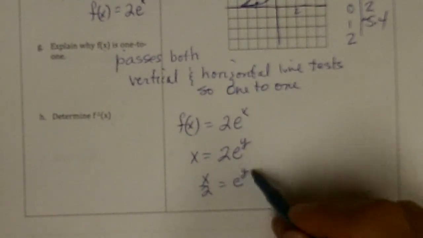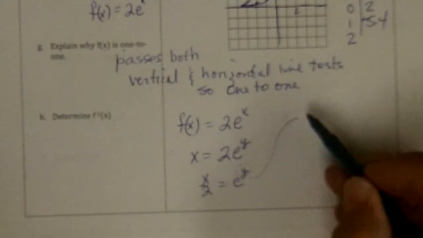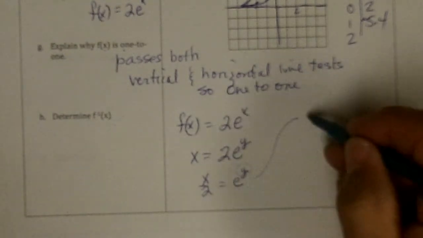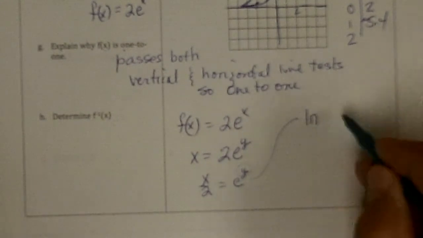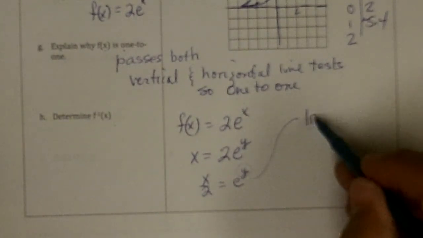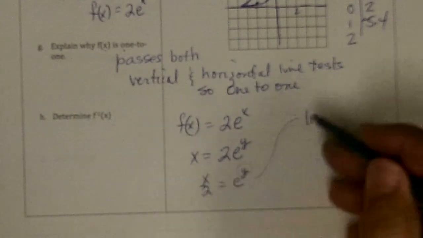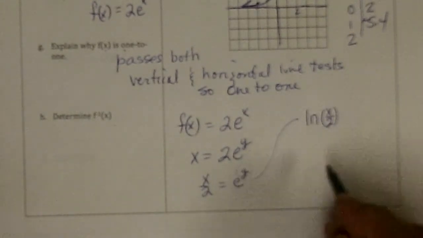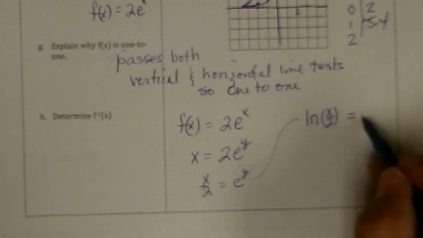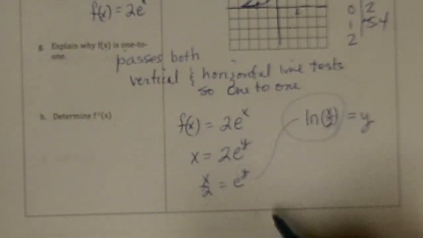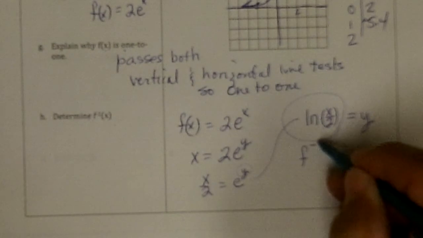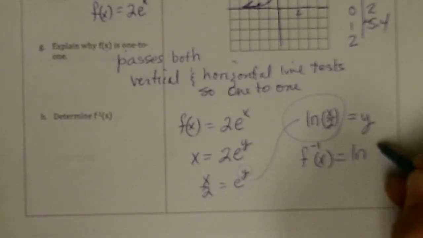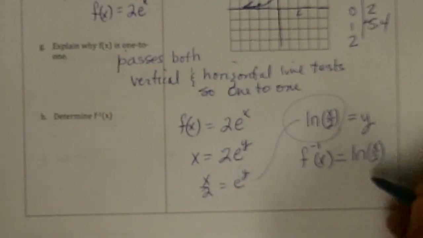I want to solve for a power, so I'm going to write it as a log equation. To what power? The base is e, so I'm going to write natural log, so that's log base e. To what power do I take e to get x over 2? And that would be to the y power. So there's the inverse. f inverse of x is ln x divided by 2.